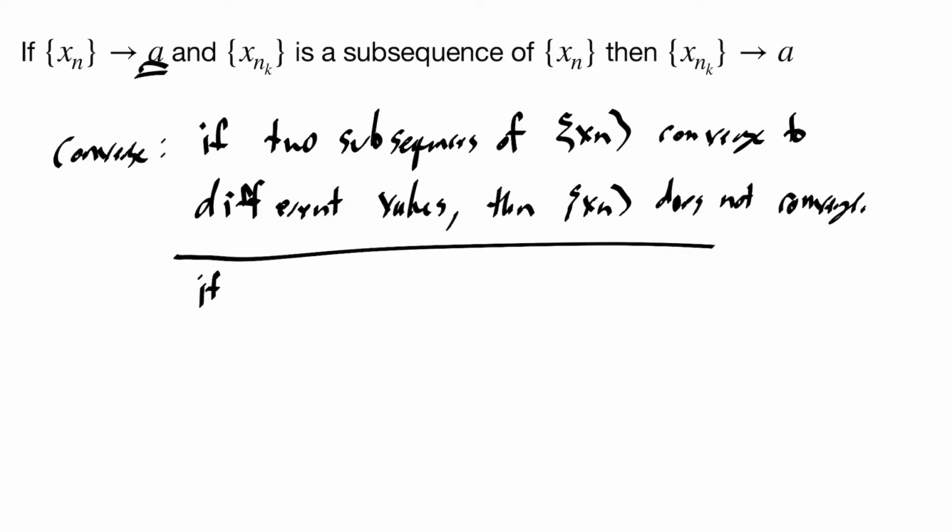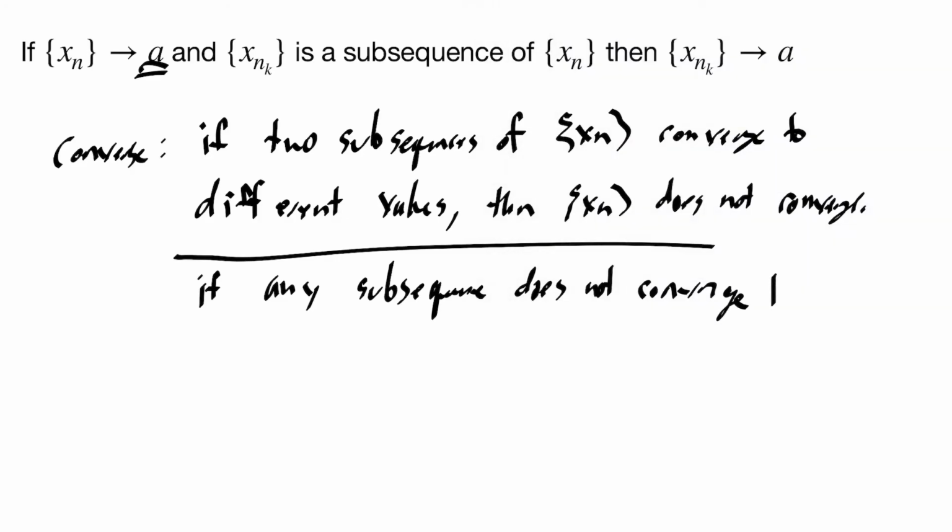So if any subsequence does not converge, then x_n does not converge. Okay, so hopefully that makes sense.